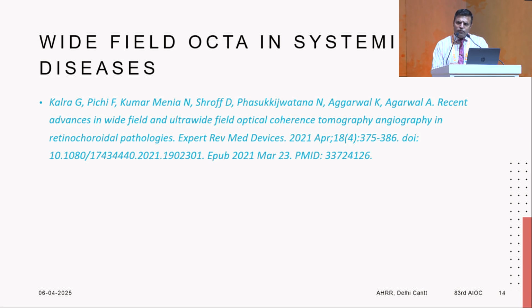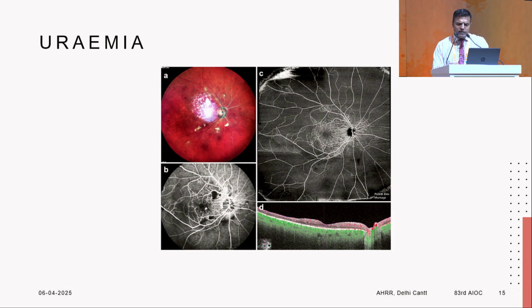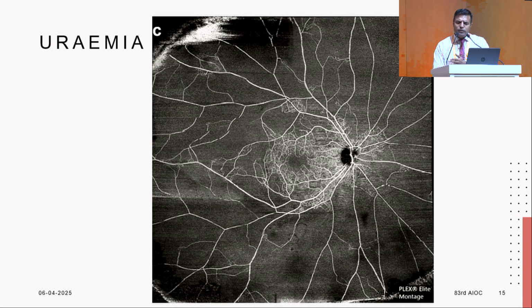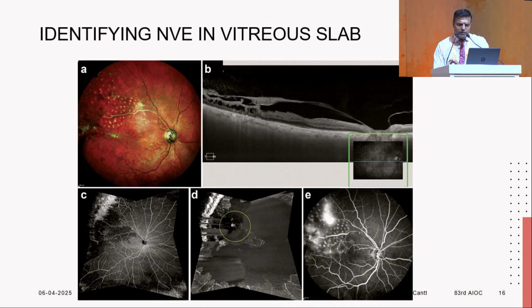OCTA has also found its use in other systemic diseases, and in a case of uremia, when you see multiple cotton wool spots at the posterior pole, initially the thought process was that it was a disease limited to the posterior pole, but now once you have a wide field OCTA image with you, you realize that the periphery appears quiet because there is no blood flowing through that area, and it is manifest only at the posterior pole because the OCTA shows exactly where the blood is flowing.